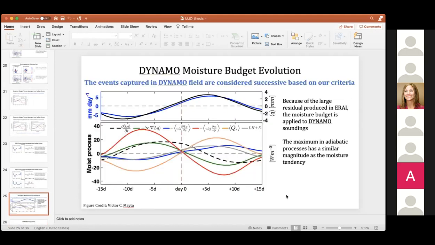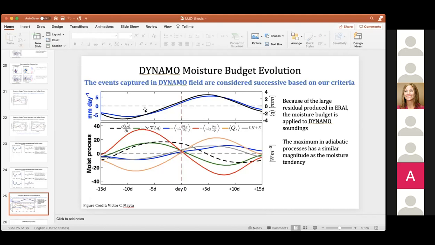To deal with our residual, which is primarily due to model increments, the parameterizations, and general mathematical error, we wanted to include the events in the DYNAMO field campaign. Based on our criteria and categorization, the 3 events that were captured in DYNAMO are considered successive. So this is more comparable to our successive events from ERA-Interim. These figures for DYNAMO are credited to Victor Maika, who's our postdoc in our group.